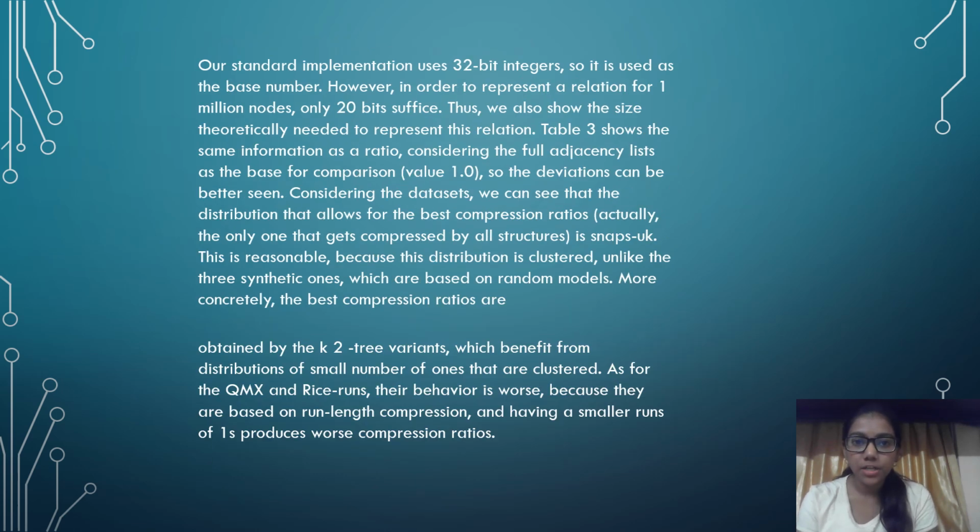Our standard implementation uses 32-bit integers, so it is used as a base number. However, in order to represent a relation for 1 million nodes, only 20 bits suffice. Thus, we also show the size theoretically needed to represent this relation. The best results are obtained by the K2 tree variants, which benefit from distributions with small numbers of ones that are clustered. As for the QMX and RICE runs, their behavior is worse because they are based on run length compression, and having smaller runs of ones produces a worse compression ratio.